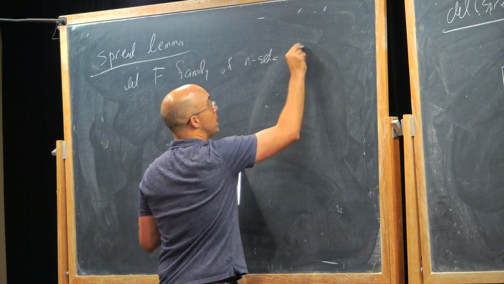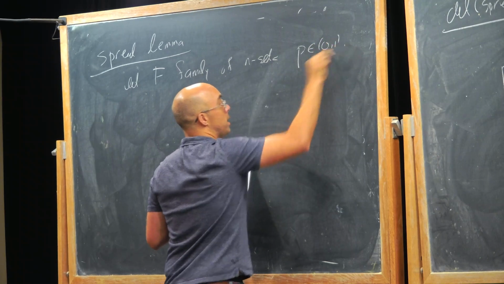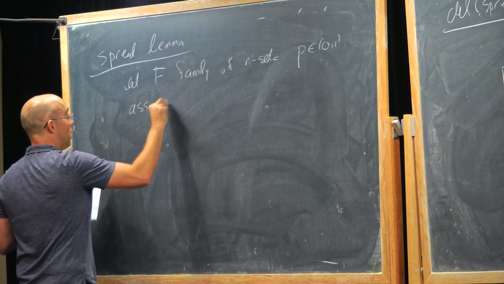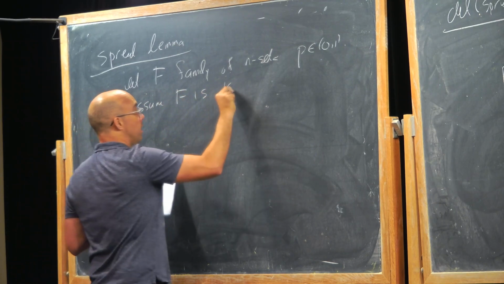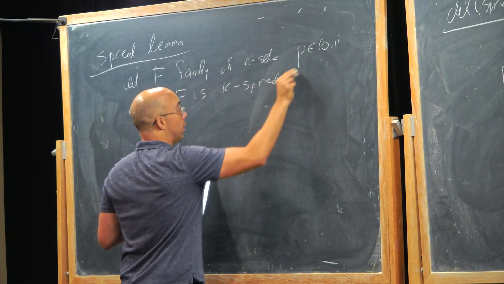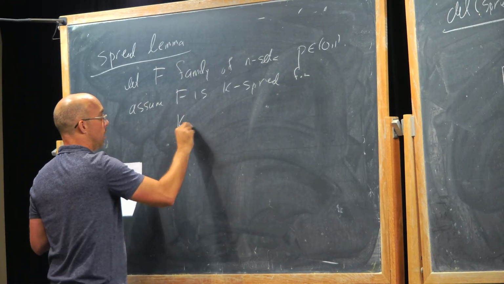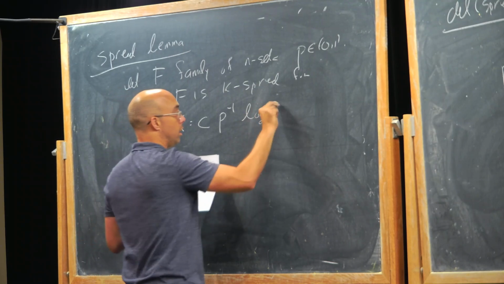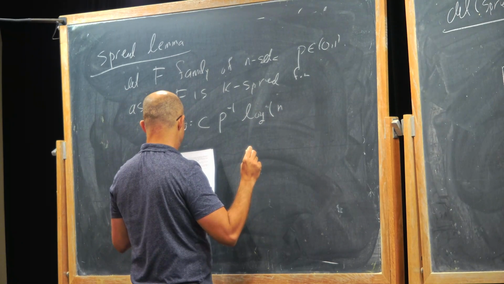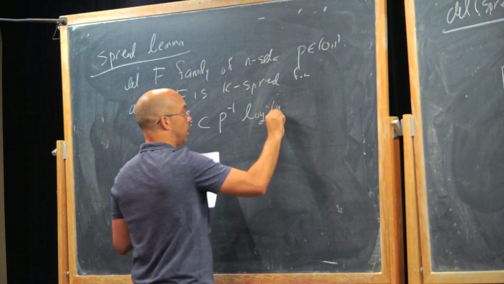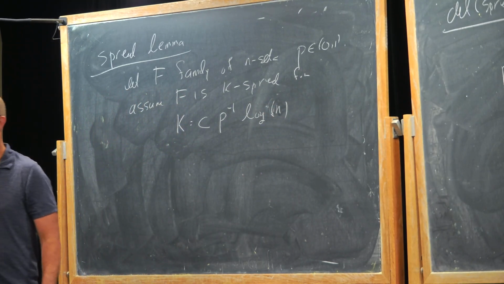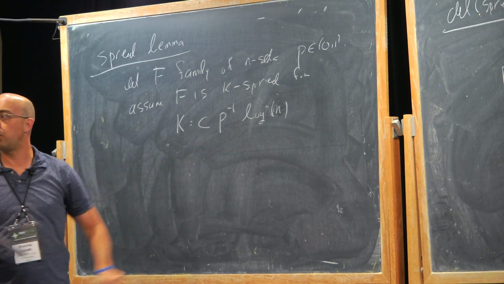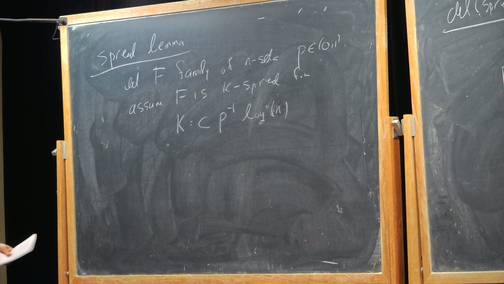Choose p to be some parameter for the p-bias distribution, and assume F is K-spread for K being some constant times p inverse log n. So the parameter scales like p inverse, but for reasons that you'll see later, we need this extra log n factor.